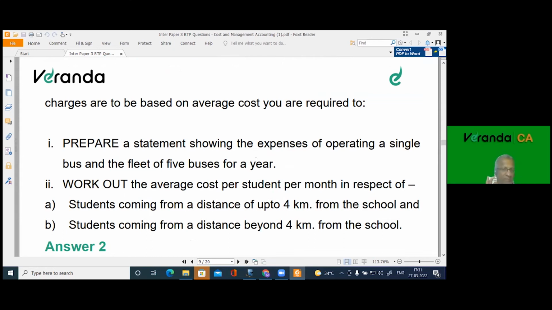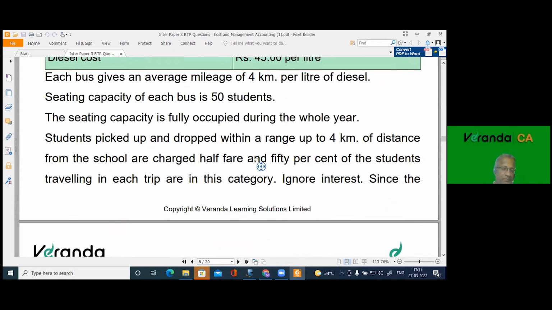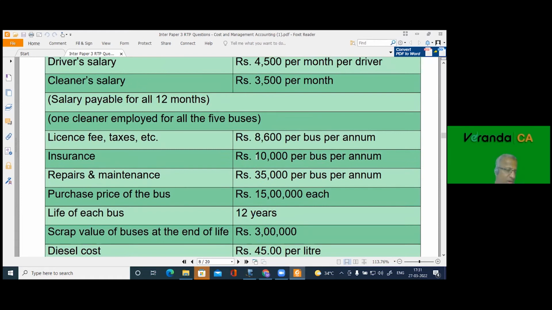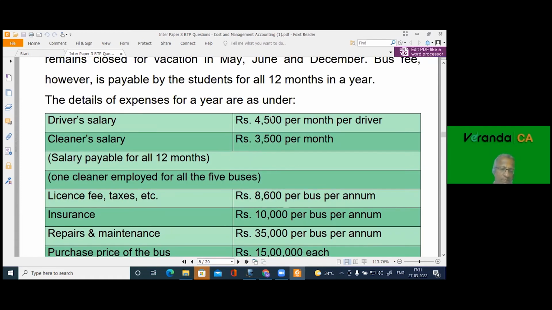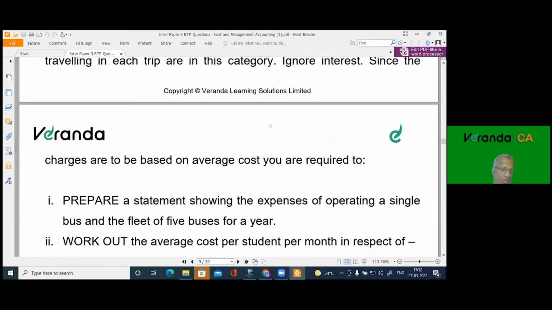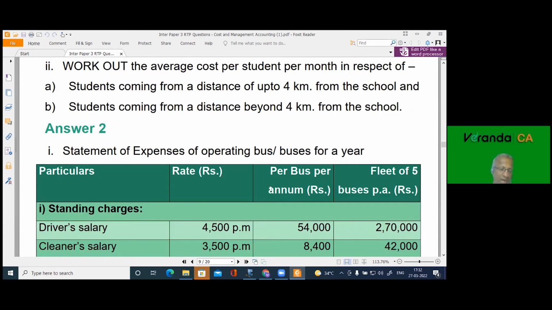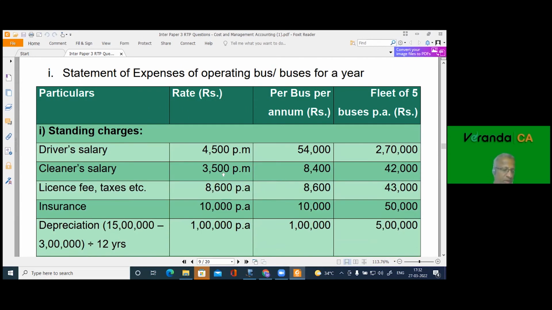One important thing you want to understand is that they've given you all the costs. They have to be taken for 9 months of operation, but you have to charge for 12 months. So how are we expected to do this? Per annum, the 4,500 per month is to be multiplied by 12. For 5 buses, this has to be multiplied by 5. We have to do this carefully.